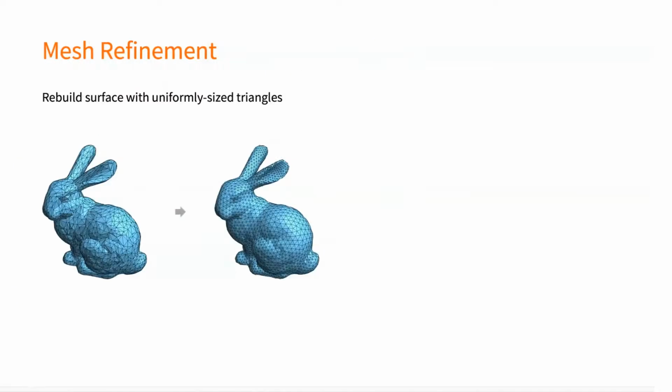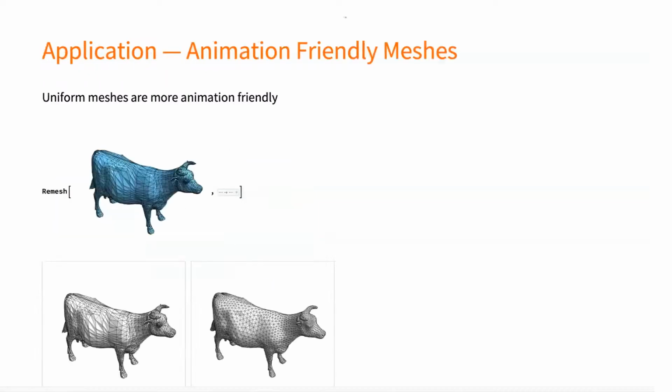Our final technique here is mesh refinement. Here the goal is to rebuild a surface made of triangles of various sizes and shapes into one made of uniformly sized triangles. This can be very helpful in areas such as finite element methods, as well as reducing certain rendering artifacts. Though another application is making meshes more animation friendly.